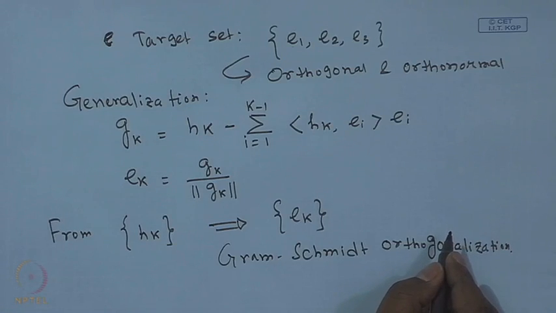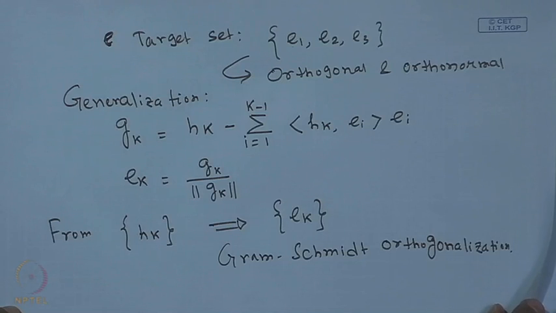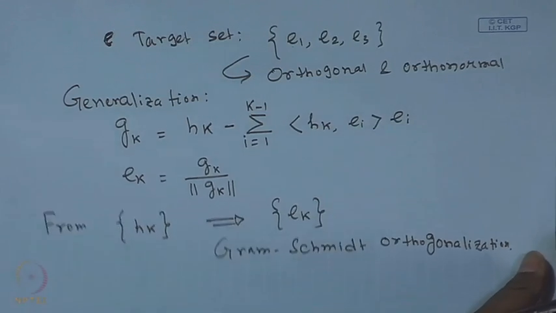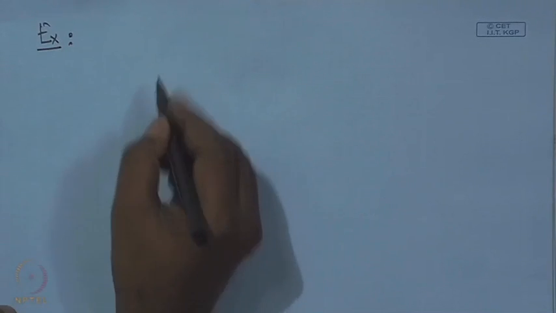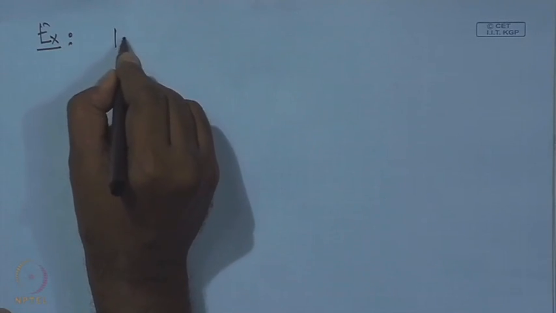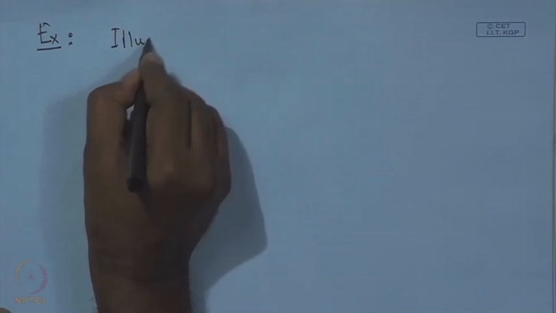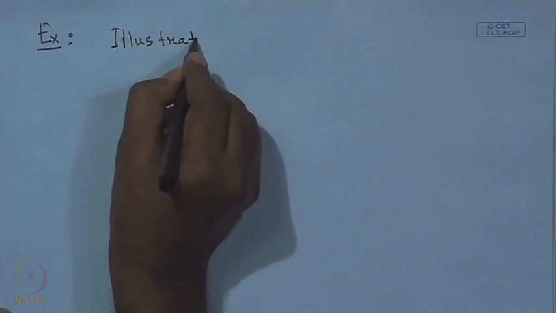So, using this technique one can get, from any set of independent vectors, an orthogonal and orthonormal set of vectors. Next, we will take up an example to illustrate the Gram-Schmidt orthogonalization technique and the different calculations that are involved here. So, next example we take to illustrate these techniques.